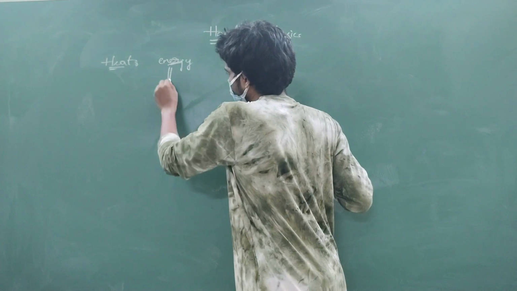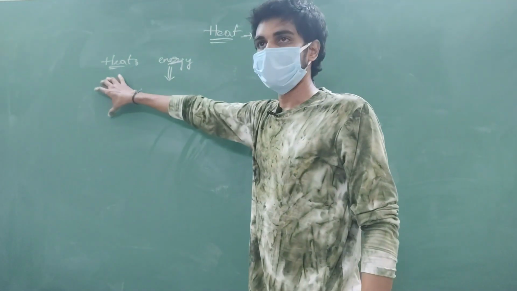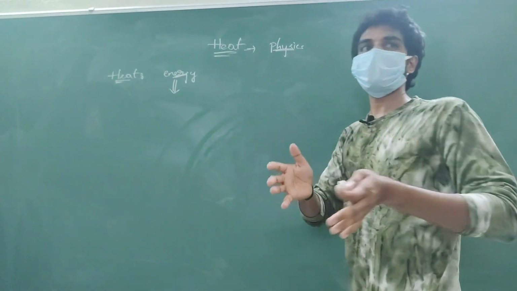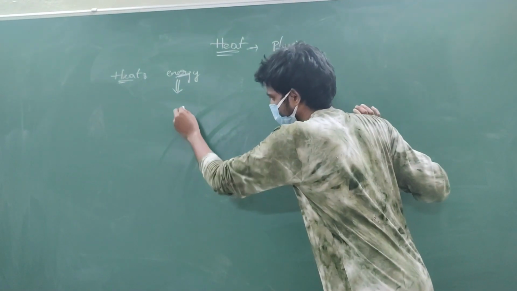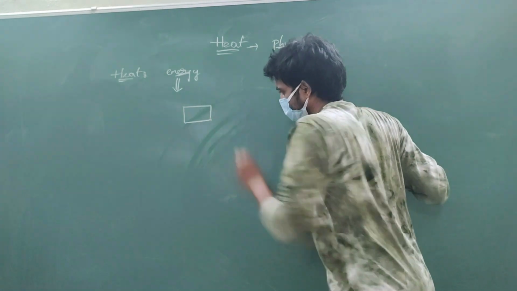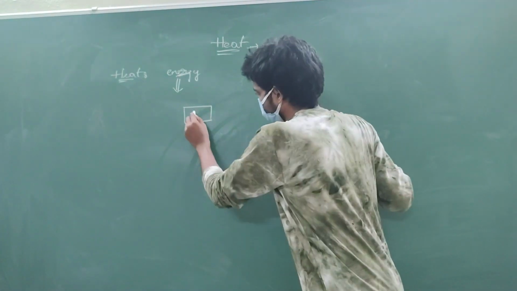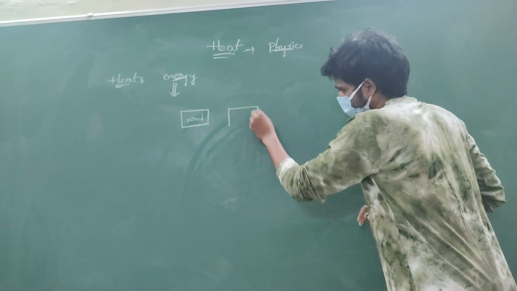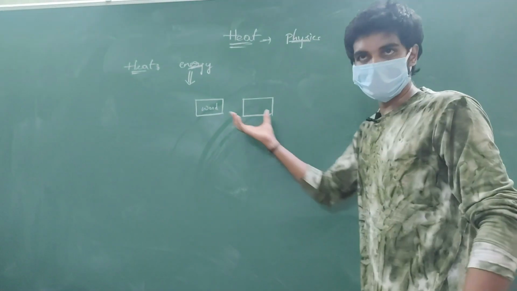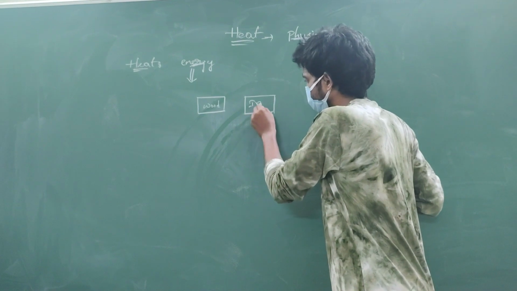In this case, heat energy flows from a body at higher temperature to a body at lower temperature. You need to understand one thing. Let's consider a body like this. Let's say this is a block of wood. We'll consider one more block here. Let's say this is a block of iron.